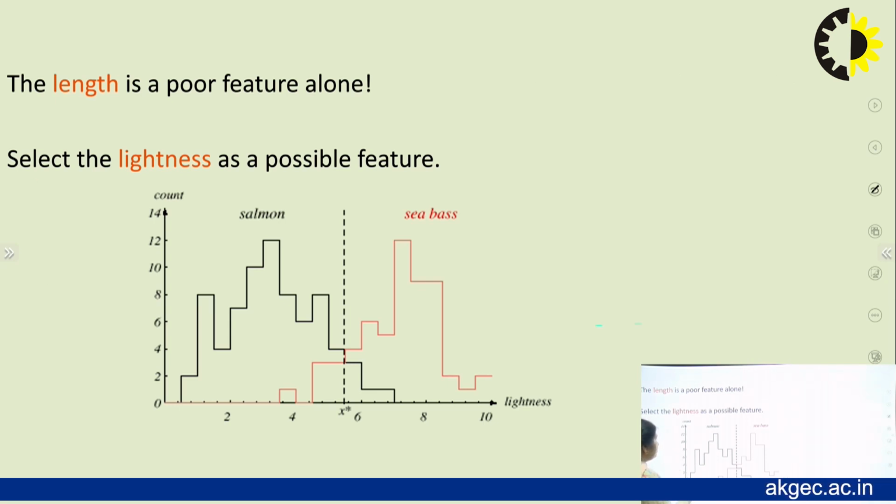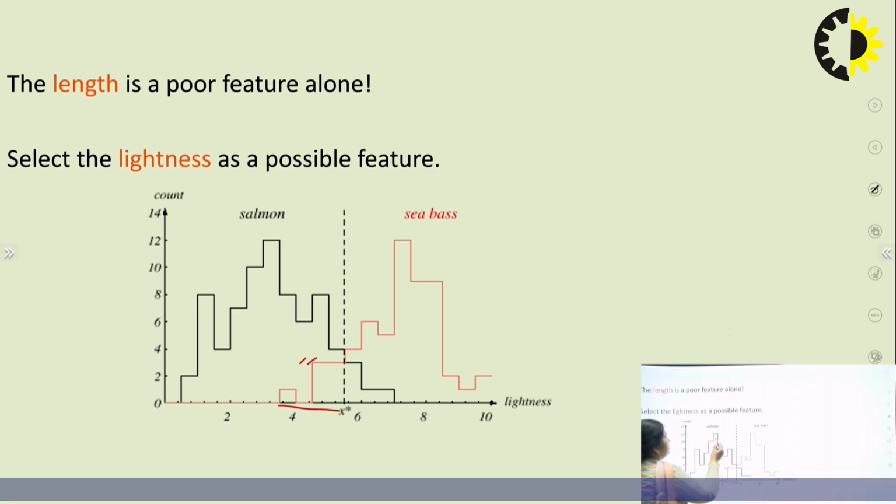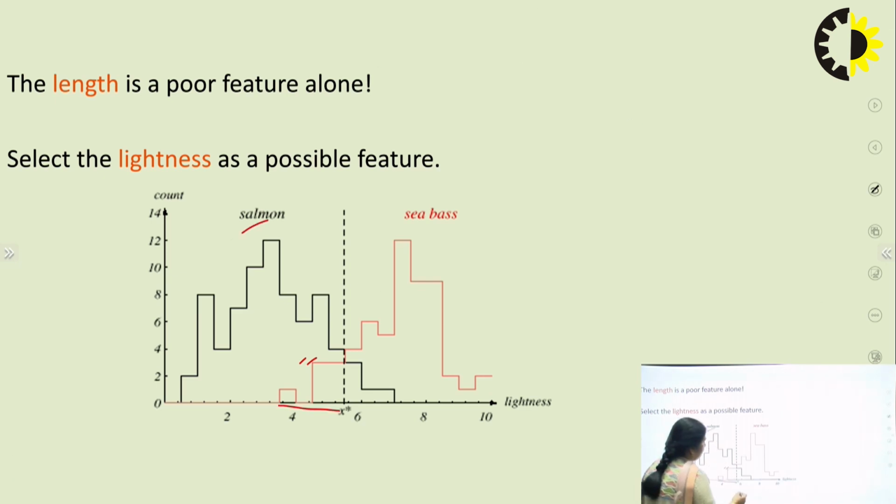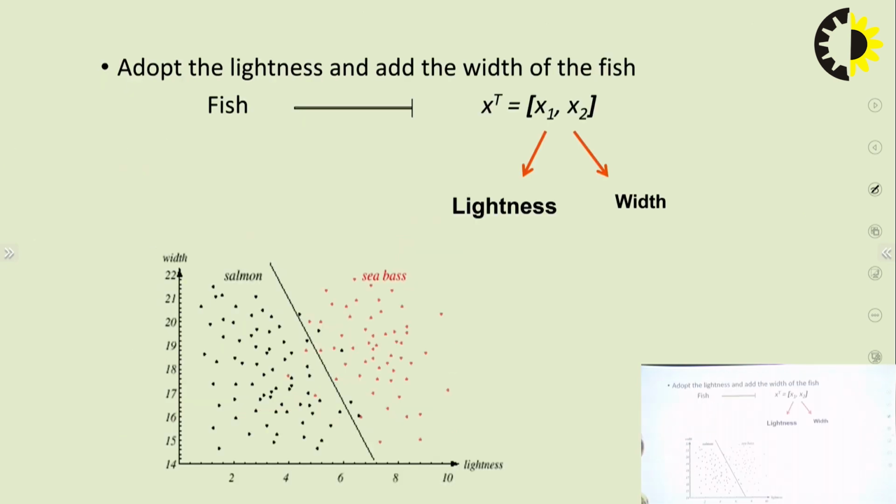Okay, then we tried another possible feature, that is lightness. Now if we look at lightness, we are able to see that it is better than the length feature. Why is it better? Here we can see that very few sea bass have been recognized as salmon. In the same way, very few salmon have been classified as sea bass. So it is a better feature. Length was a very poor feature in comparison. Lightness is a better feature for classification.